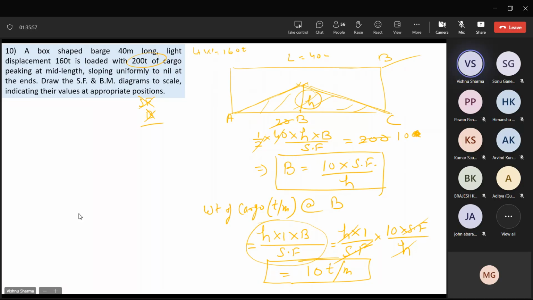This was the catch in this question, because suddenly you will say, how do I calculate? You told us height is H multiplied by 1 meter multiplied by breadth divided by stowage factor. I don't know the breadth, I don't know H, I don't have the stowage factor. So this is the way you will get the weight of cargo at B per unit length. That is the difference. Once that is done, the question becomes like any one of the sloping ones that we have solved. It's like the first question once this 10 tons per meter is calculated.